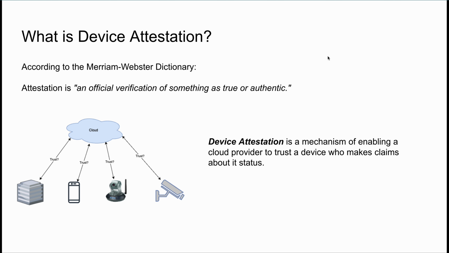Similarly, device attestation is just a mechanism by which we enable a cloud provider to trust a device. So whenever a device, let's say a security webcam, gets connected to a cloud, it continuously sends video feeds to the cloud. Now a cloud provider needs to verify that the packet that the device is sending is actually trustworthy and doesn't contain any malware or virus. So device attestation is just a mechanism which will enable the cloud provider to trust the device, which is basically making claims about its status or passing in various device information.